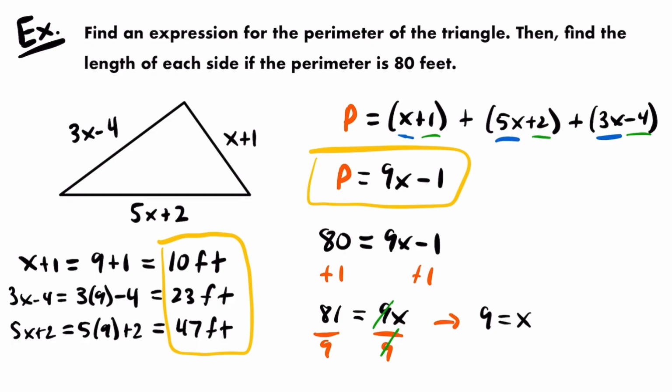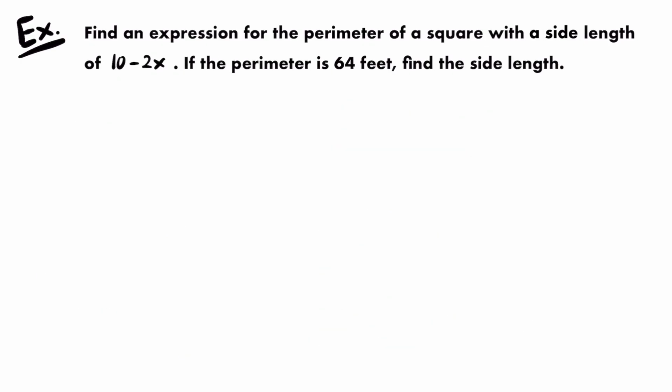Okay, let's take a look at another example. Next up, we want to find an expression for the perimeter of a square with a side length of 10 minus 2x. And then, if the perimeter is 64 feet, find the side length. Okay, so this time around, we were not given a diagram of our shape, so let's draw it. That will help us visualize this problem. We are working with a square, so let's draw one.